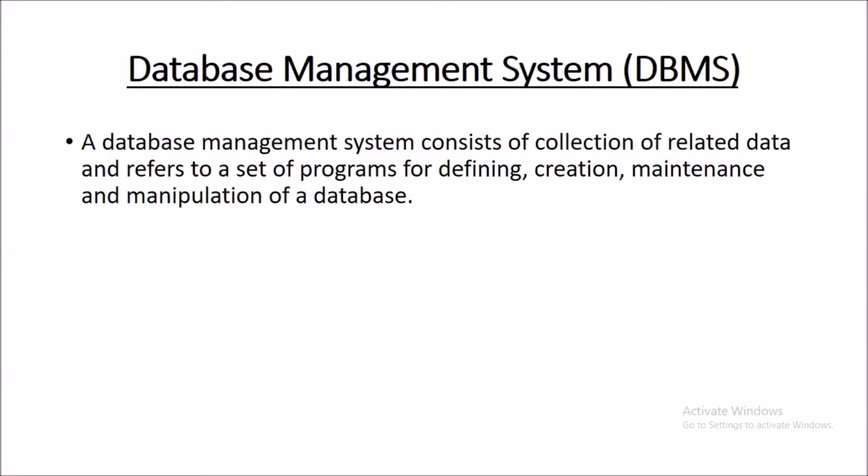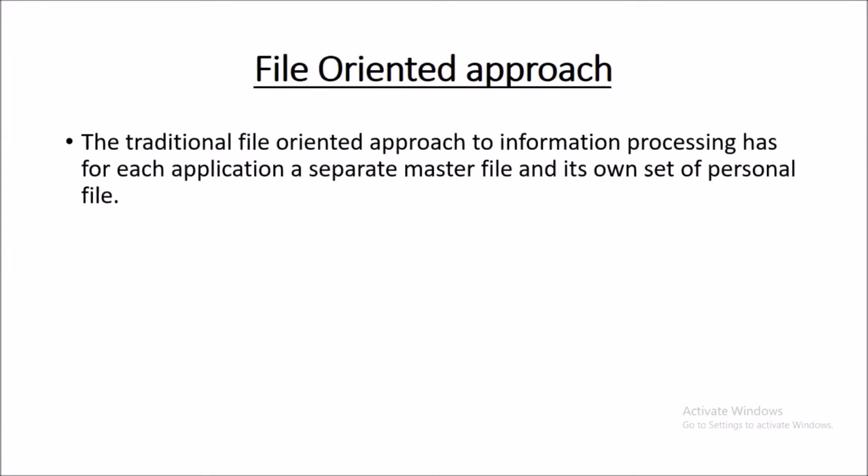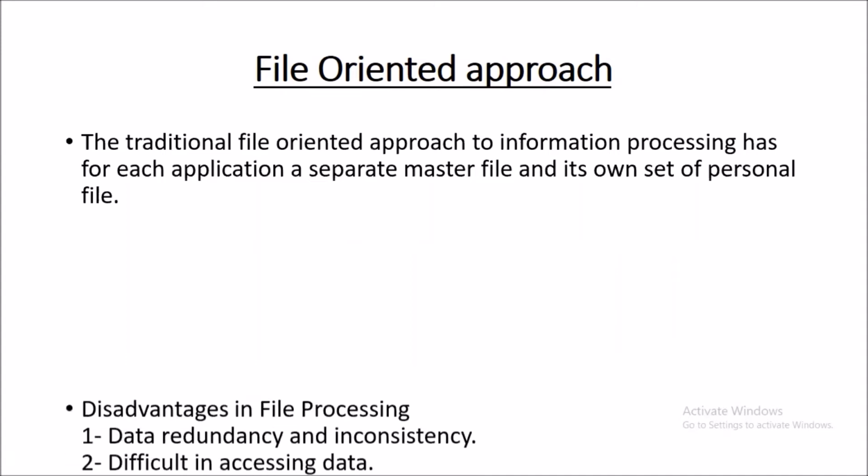The next is database management system. A database management system consists of a collection of related data and refers to the set of programs for defining, creation, maintenance, and manipulation of a database. Before explaining much more about database system, I want to explain the file-oriented approach. In the traditional file-oriented approach, we store the information in a separate master file and each has its own set of personal files. In a file-oriented system, you have to maintain many files, which is very difficult to handle. Here are some disadvantages of the file-oriented approach.